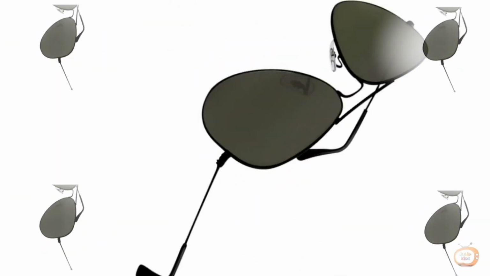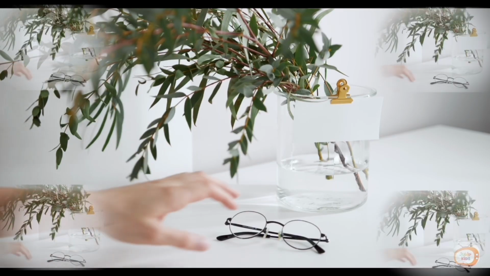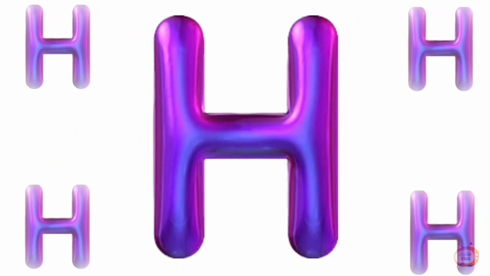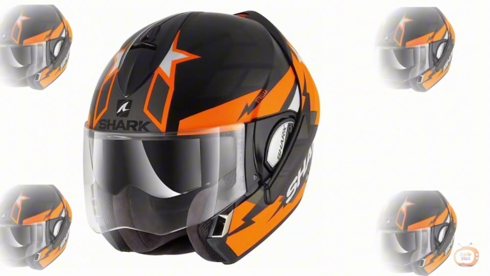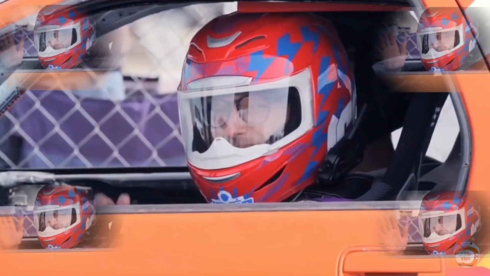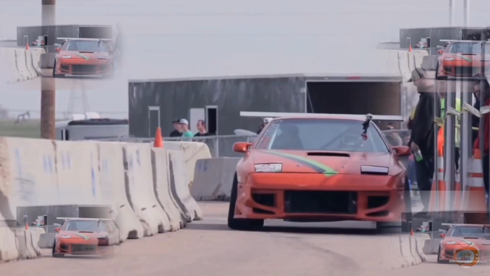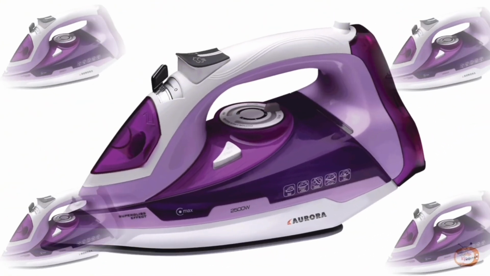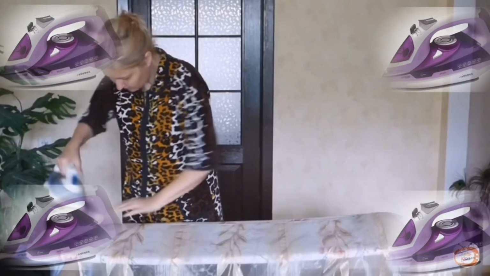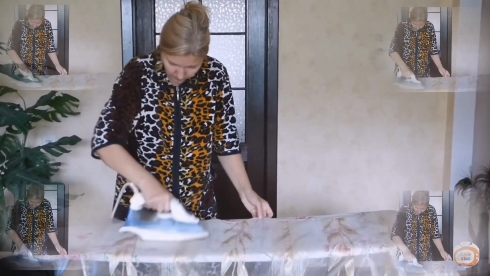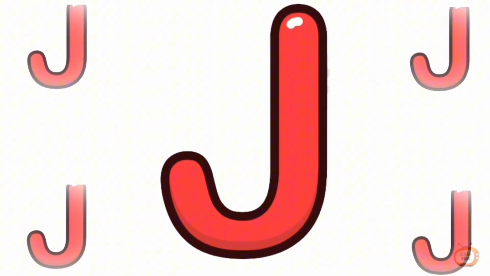Fairy. F, fairy. G is for glasses. Glasses, G, glasses. H is for helmet. Helmet, H, helmet. I for iron.